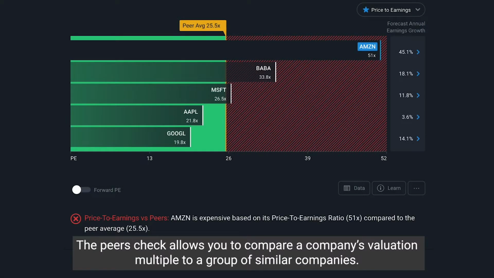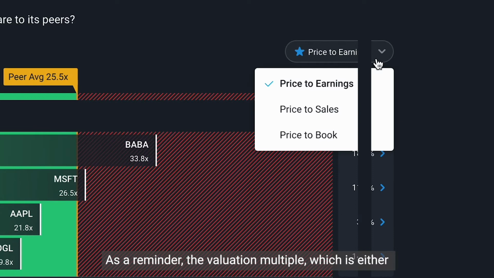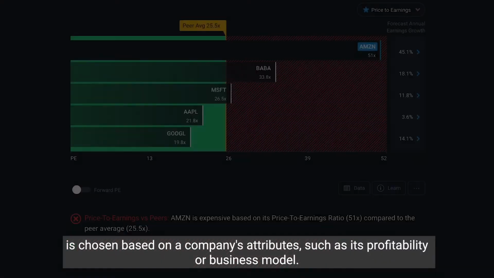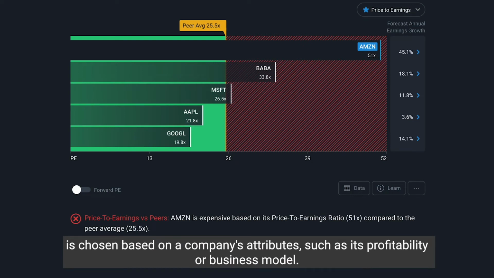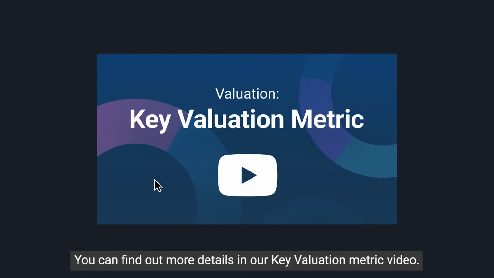The peers check allows you to compare a company's valuation multiple to a group of similar companies. As a reminder, the valuation multiple, which is either price to earnings, price to sales, or price to book, is chosen based on a company's attributes such as its profitability or business model. You can find out more details in our key valuation metric video.